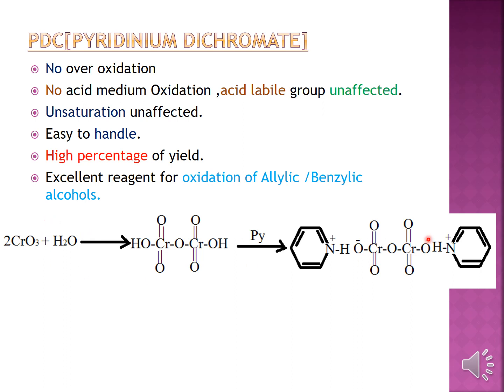So how we prepare this reagent is, we take chromium trioxide and treat it with water in the aqueous medium, and we get the hydroxychromate formation. Okay, dihydroxychromate. After the formation of this, you have to treat it with pyridine. Once the pyridine is treated, with the pyridine as base, we get this orange red colored powder. Okay, so this complex will be in the form of an orange red colored powder.